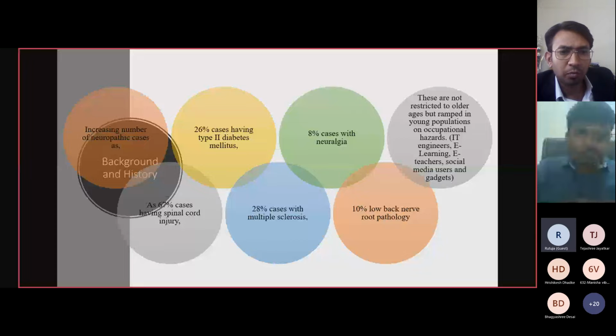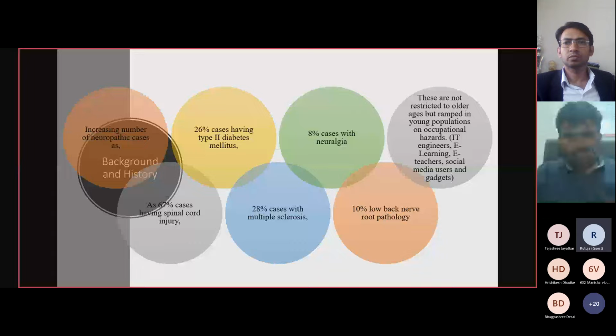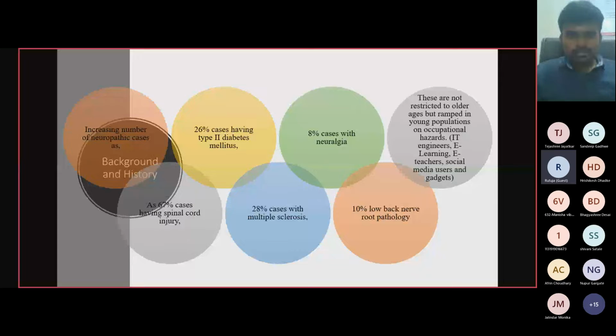Background and history. There are various cases, like an increasing number of neuropathic cases. As I have already said, 26% with type 2 diabetes mellitus, 8% with neuralgia, 67% with spinal cord injuries, 28% with multiple sclerosis, and 10% with root pathology. IT engineers, e-teachers, social media users and gadget users are also facing this problem of back pain.